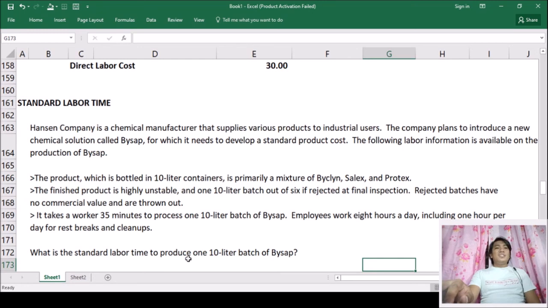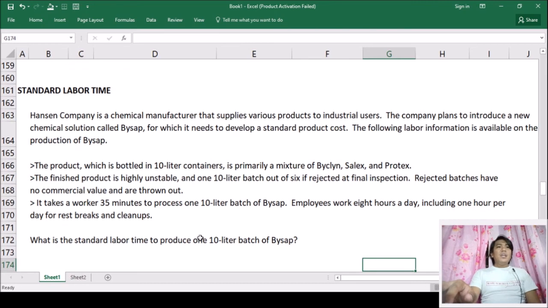The product, which is bottled in 10-liter containers, is primarily a mixture of Vaseline, Salex, and Protex. The finished product is highly unstable and one 10-liter batch of 6 is rejected at final inspection. Rejected batches have no commercial value and are thrown out. Take note, yung nare-reject, wala pong value at it is thrown out. So, who will absorb that? That's the question. Who will absorb the hours, okay, incurred on that rejected batch na na-reject?